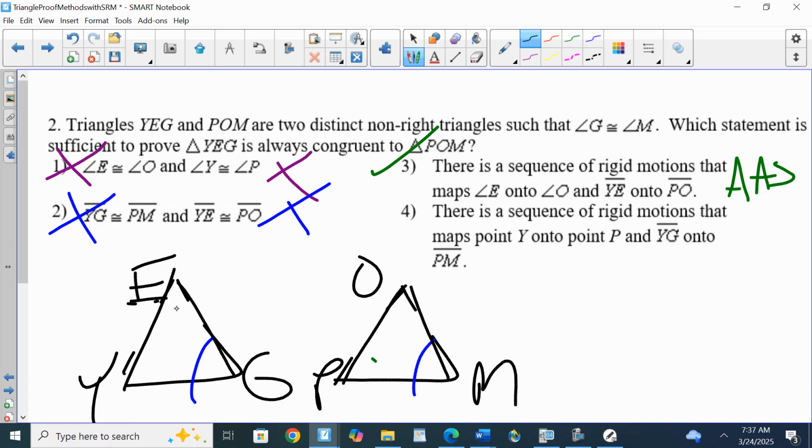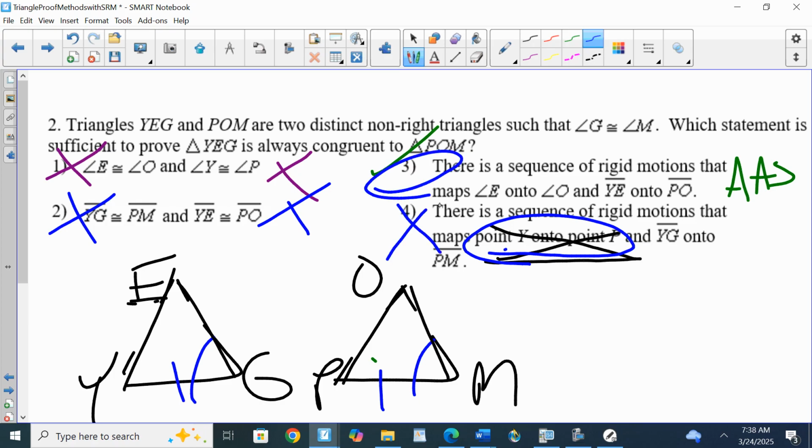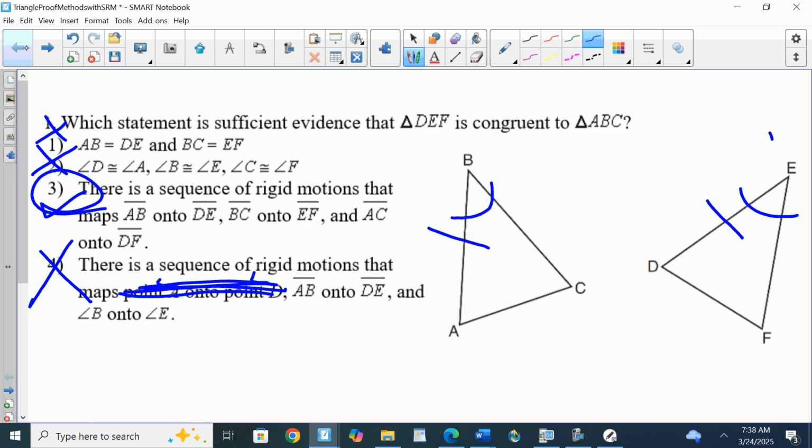And let's take a look at choice 4. There is a sequence of rigid motions that maps point Y onto point P. That's nothing. YG onto PM. That's only two things. If it said angle Y onto angle P, that would be good, but it doesn't. A point onto a point means nothing. That's your answer. A point onto a point means nothing.